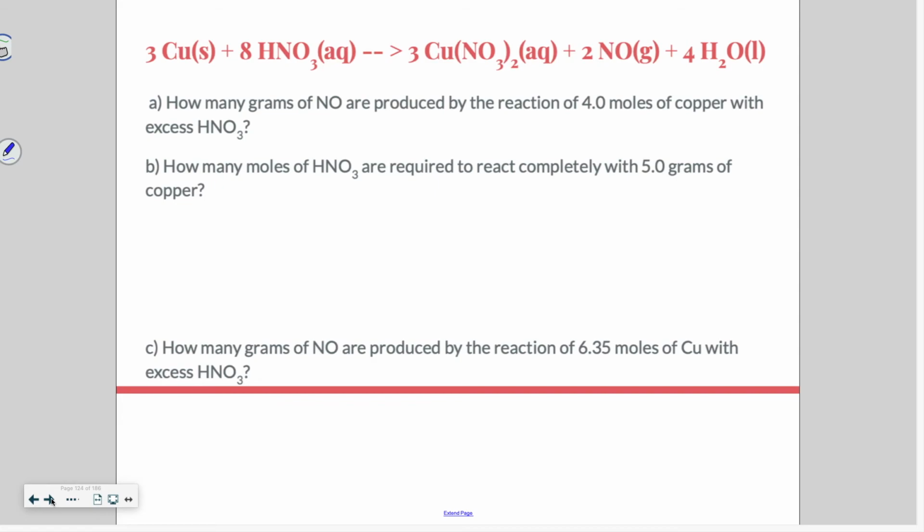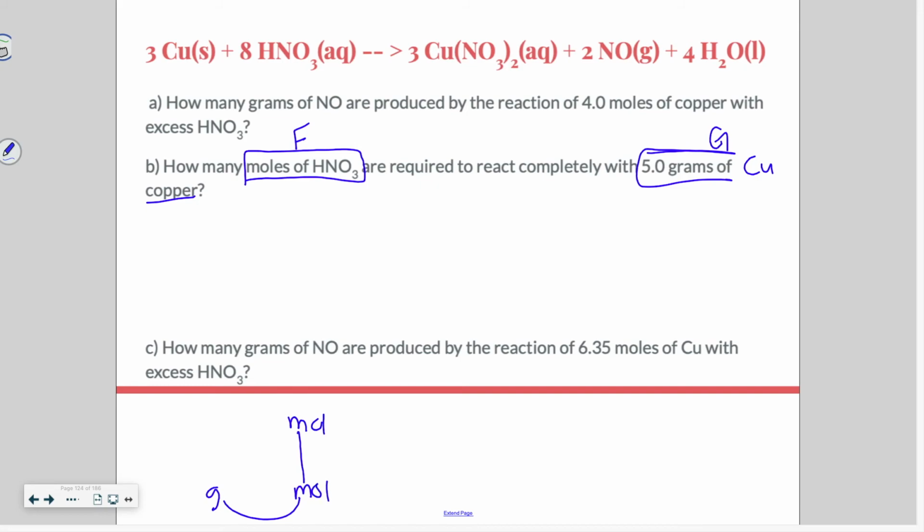All right. So how many moles of HNO3, that's what we want to find, can completely react with 5 grams of copper, 5 grams of Cu? That's my given. So I'm over here at grams, and I want to get all the way up to moles. I start with what I'm given, and then find what you're looking for on the find side. So I write what I'm given: 5 grams of Cu.